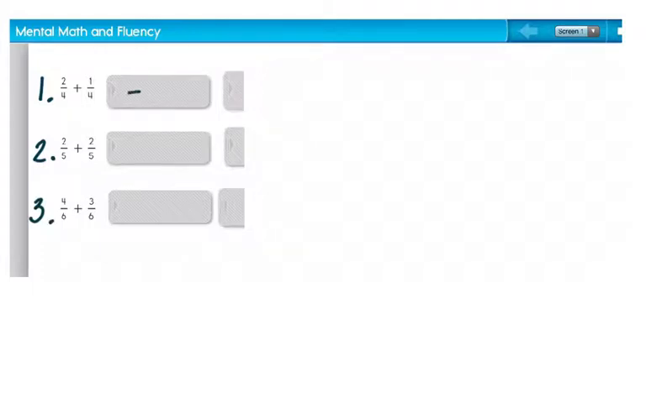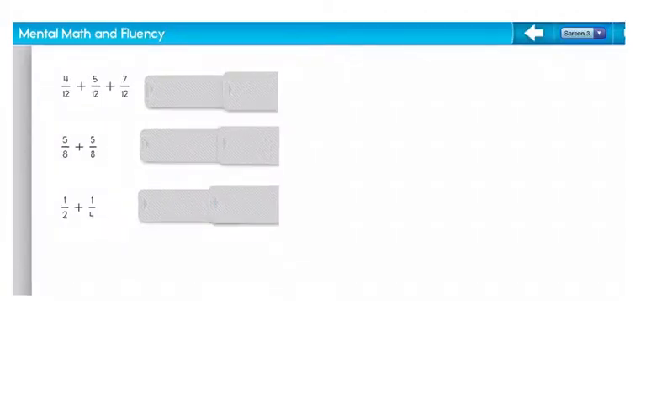Number 1, remember we keep the denominator the same and add the numerators. So 2 plus 1 is 3, 3/4. Number 2, we keep fifths the same. 2 plus 2 is 4. And 4/6 plus 3/6 gives us 7/6, which we call an improper fraction. You can also change it to a mixed number, and that would equal 1 and 1/6.